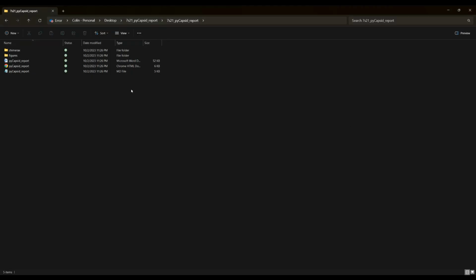You can find the images and data files associated with the report in the pyCapsid report folder. This includes the figures section, which includes relevant data and copies of the figures, as well as the ChimeraX folder, which includes relevant data and scripts for the ChimeraX visualizations.